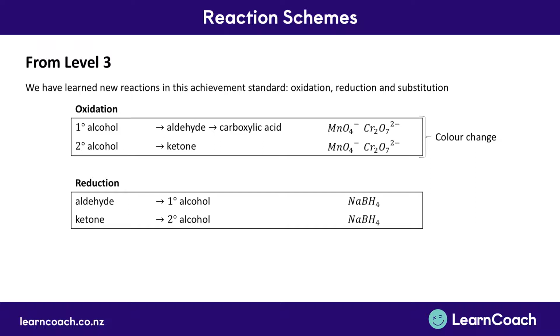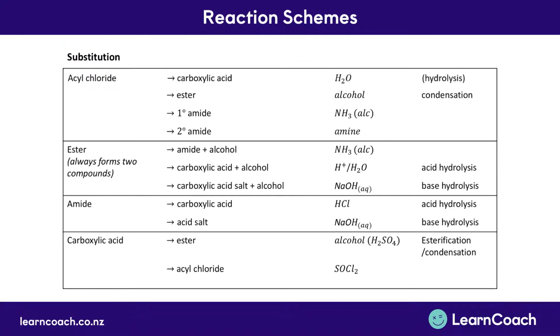Finally, in the second video, we learned about a whole bunch of reactions between acyl chlorides, esters, amides, and carboxylic acids. So you've got a list here of an acyl chloride which will go through to a carboxylic acid or an ester, a primary amide or a secondary amide, and what you need to react this acyl chloride with. So you need to be familiar with all of these reactions because they could all come together in these exams.